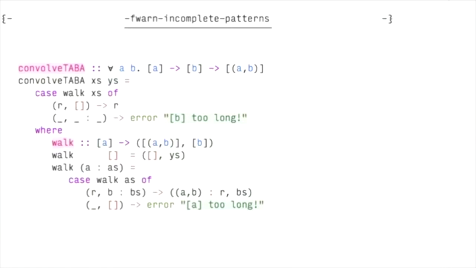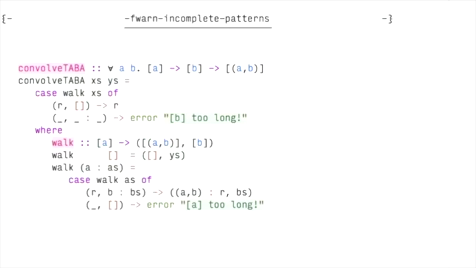So say walk handed us back a non-empty list. Well, it could only do that because the b that we gave it was too long. That is to say that the number of times that we make a recursive call in walk is equal to the length of the list of x's. And so we pull that number of elements off of y's. So if x's and y's are the same length, then walk should always give us back the empty list as the second argument when we call it at the top. But the types don't say that.